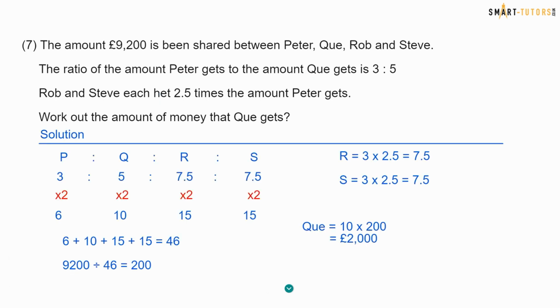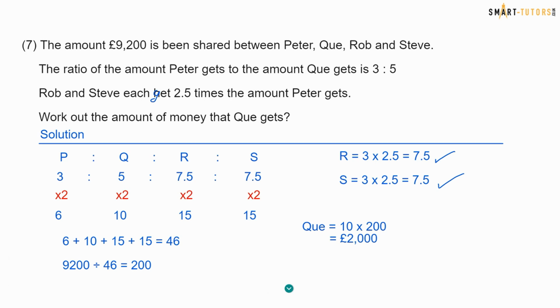Right, so I say that Peter stands for P and Q is Q, Rob is R and Steve is S. So P is to Q, it's already given 3 is to 5. R and S is not given. I have shown here the working. Rob and Steve are 2.5 times the amount Peter gets. So Peter is 3 times, so 3 times 2.5 is 7.5. That is the answer. Steve also 3 times 2.5 is 7.5. So that is 7.5 parts, right?